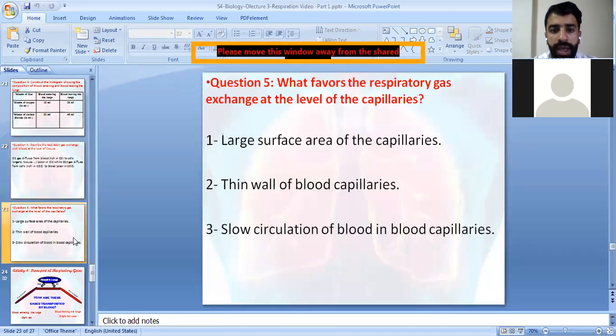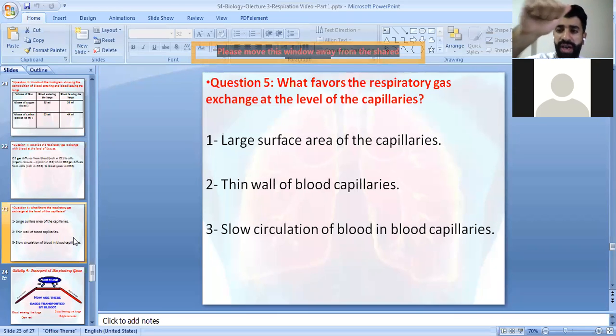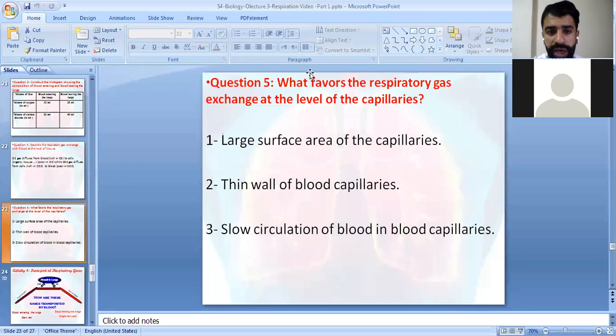Question number 5, what favors the respiratory gas exchange at the level of the capillaries? Remember, first, we have the level of the alveolus. Some of them are common, they are similar. Large surface of capillary. There it was large surface area of exchange. Thin wall of blood capillaries. So here we have thin wall of blood capillaries and slow circulation of blood in blood capillaries.